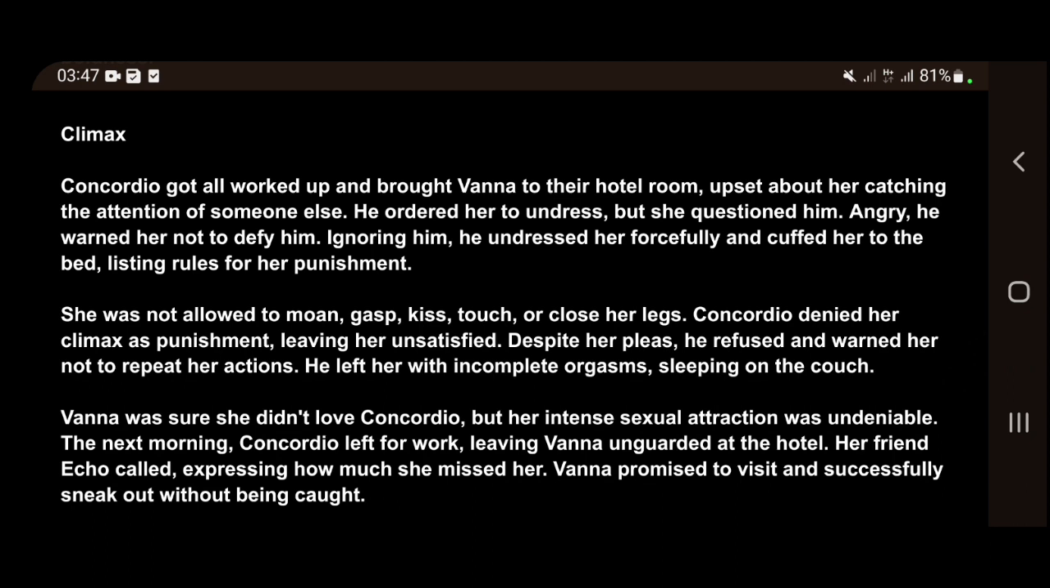room, upset about her catching the attention of someone else. He ordered her to undress, but she questioned him. Angry, he warned her not to defy him.